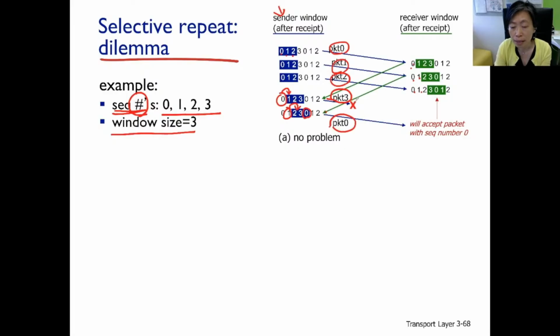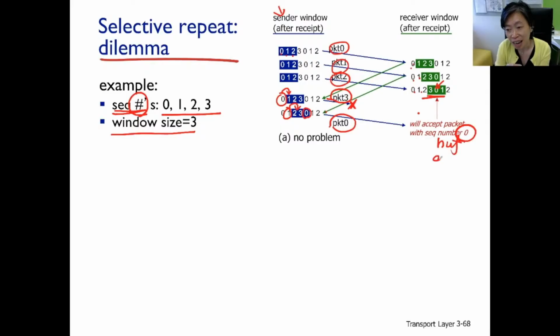Now, if packet number 3 did not arrive at the receiver, the receiver will see, I got the packet 0. And within my window, I am indeed expecting someone carrying sequence number 0. So this one will be what? Buffered.